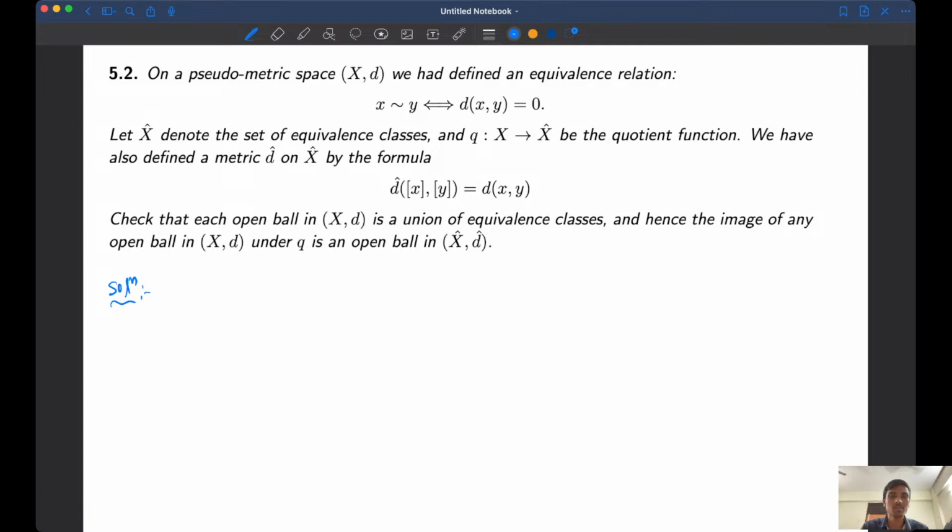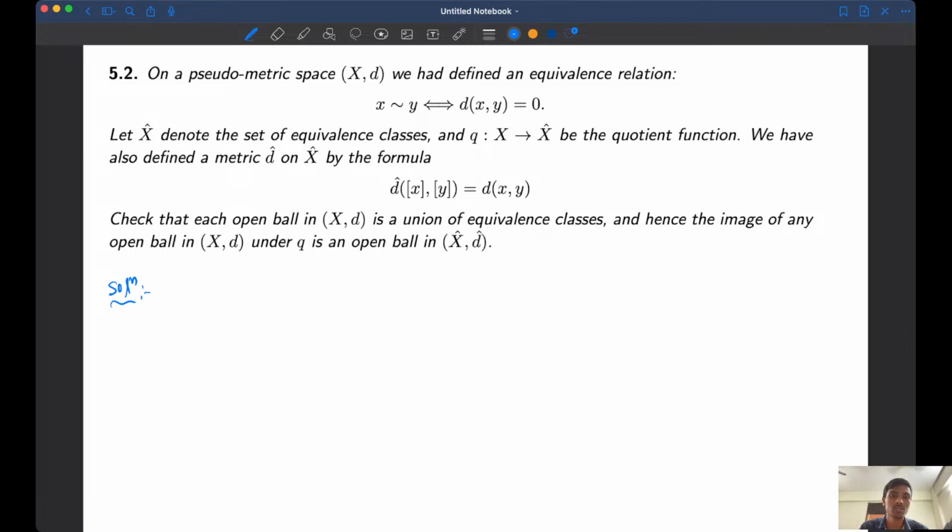So from that, this is actually a well defined metric, and here d hat of x class, y class equals 0 if and only if the classes are related, because that will imply dxy equals 0, hence x is related to y, that means their corresponding classes are equal. So hence we actually get a well defined metric on x hat.